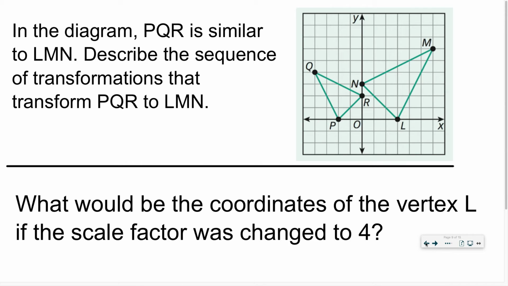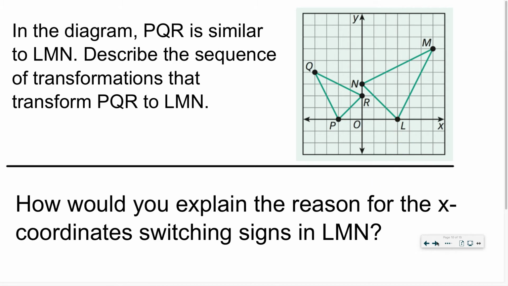Oh, let me go back. If I wanted to change the dilation, what would the coordinates of L be? If I had 3, 0, and I wanted a scale factor of 4, what would that coordinate become? What does it mean to have a scale factor of 4? What would I do to that coordinate? I would multiply both by 4, and what would it become? 12, 0. Yeah, it would have been way out here, but still on the x-axis.